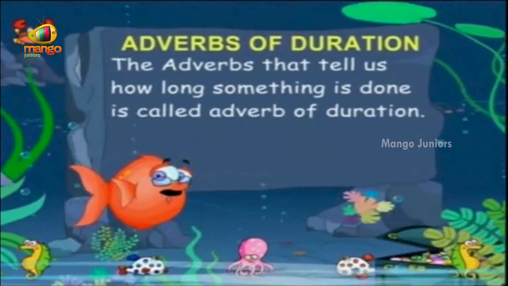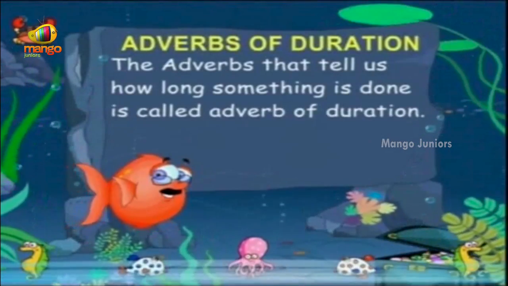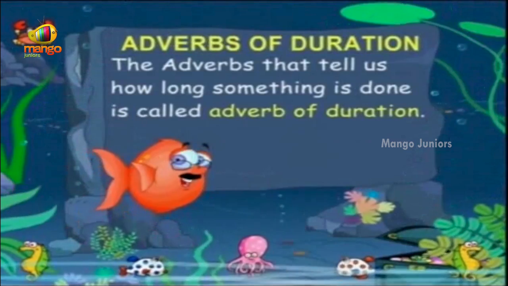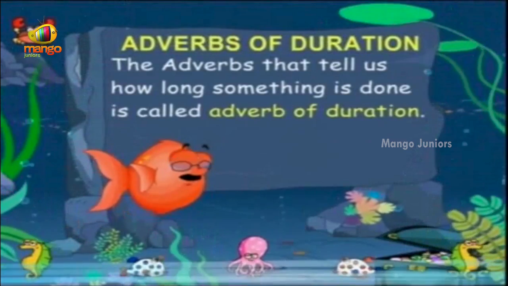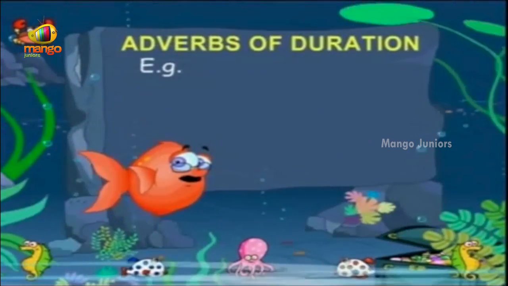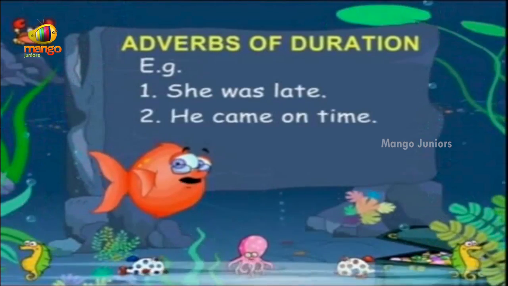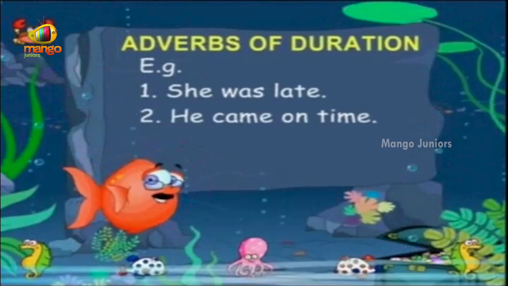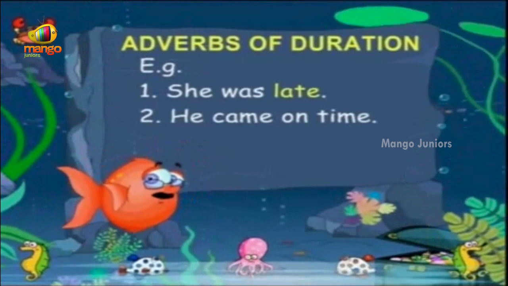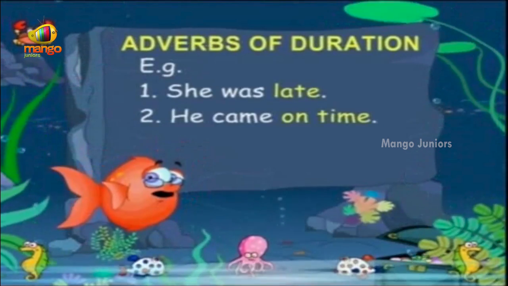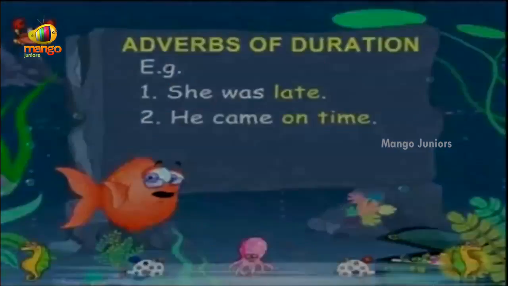The adverb that tells us how long something is done is called adverb of duration. Example, she was late. He came on time. In the above sentences, late and on time are the adverbs of duration.